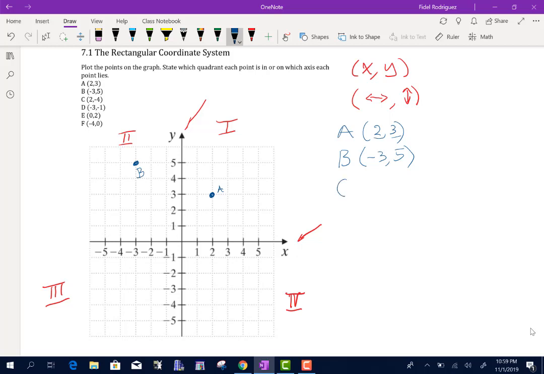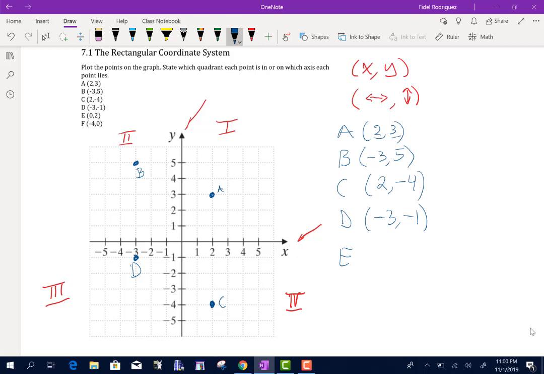Okay. My point C is the point 2, comma, negative 4. Okay. So I'm going to start off in the middle again. I'm going to go 2 spaces to the right. Since my second number is a negative 4, I'm going to go 4 spaces down. And there's my point C. Okay. My point D is negative 3, comma, negative 1. Okay. So right here in the middle, first number I see is negative 3, so I'm going to go 3 to the left. My second number is negative 1, so I'm going to go 1 down. And that's my point D.